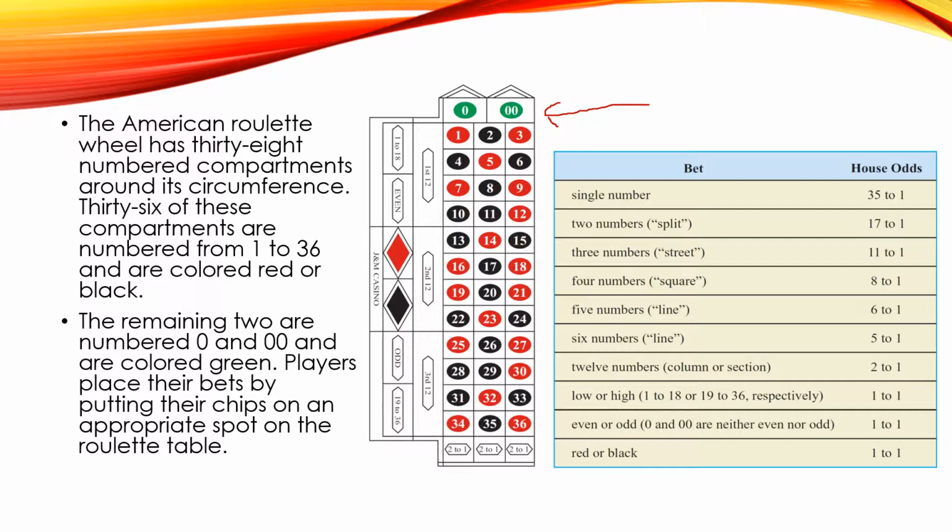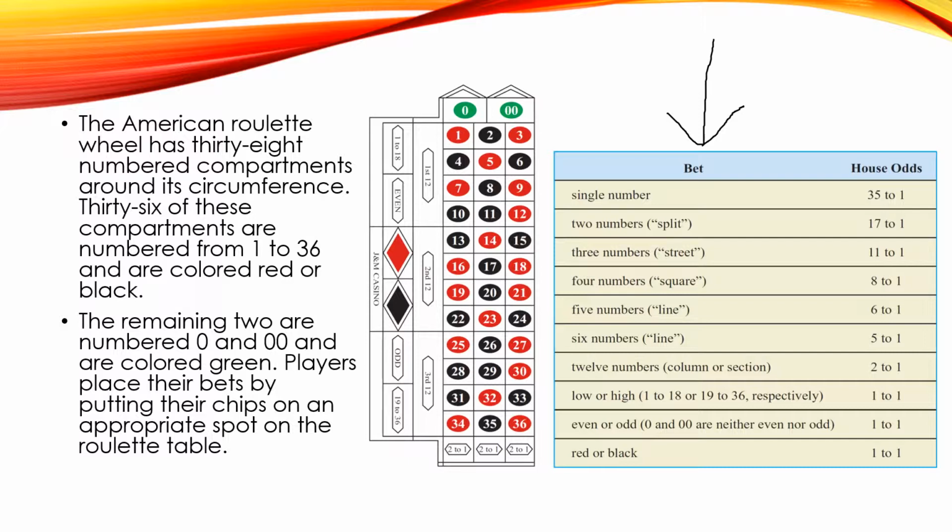Some casinos that you go to may have just one 0, and some places may have it separated like this with the 0 and the 00. So players place your bets by putting the chips on the appropriate spot on the roulette table. For example, if you wanted to bet, here's all the options for your bets. Alright, I'm about to draw the arrow so that you can see where I'm pointing, or where I'm talking about. Here's all your options for your bets. You can bet on a single number.